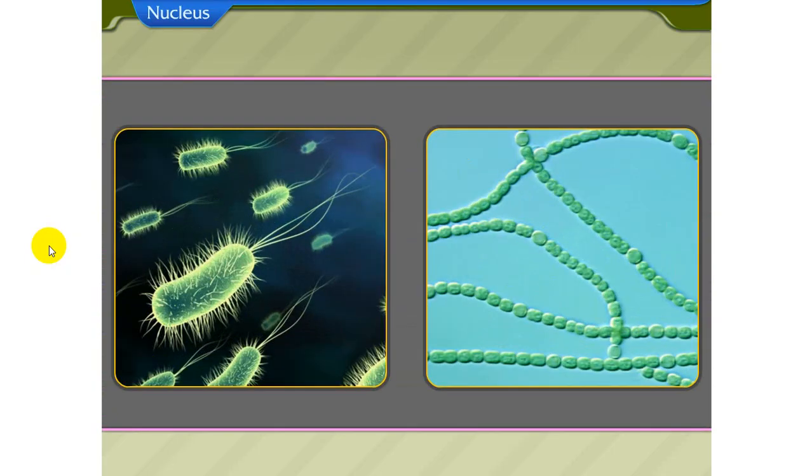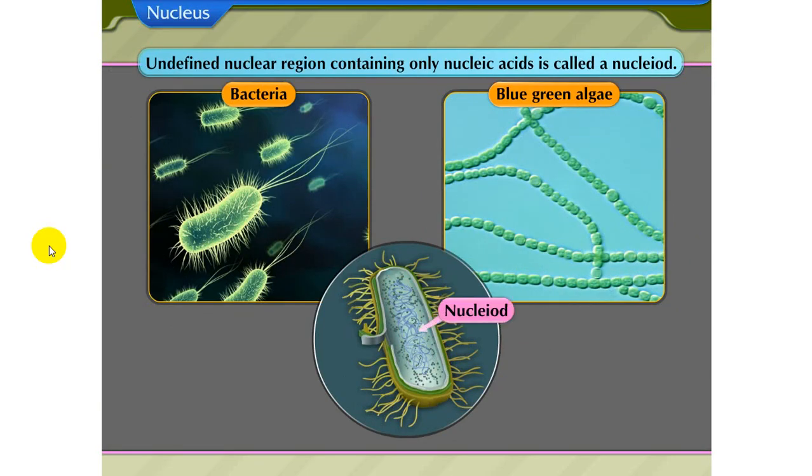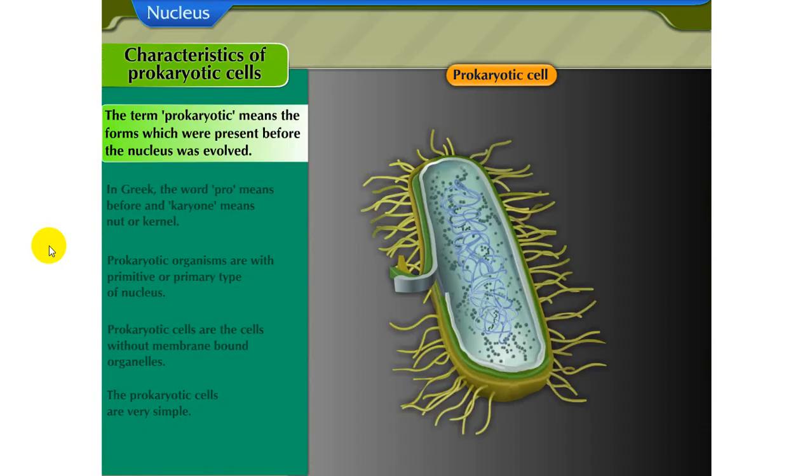In some organisms like bacteria and blue-green algae, the nuclear region of the cell is not well developed due to the absence of the nuclear membrane. Such undefined nuclear region containing only nucleic acids is called a nucleoid. The cells which lack a nuclear membrane are called prokaryotic cells. The term prokaryotic means the forms which were present before the nucleus evolved.